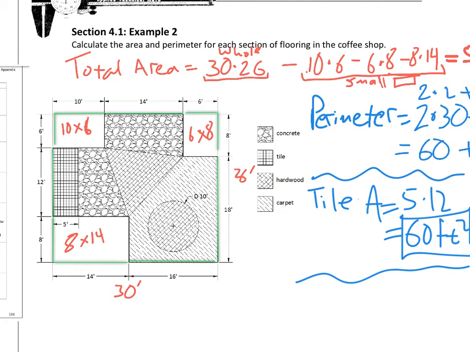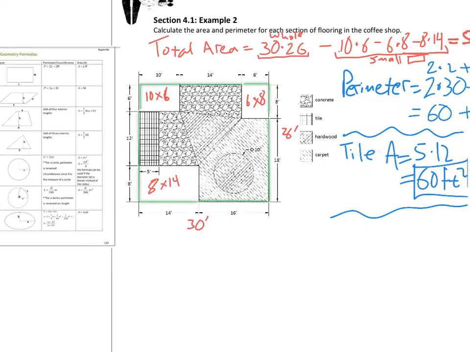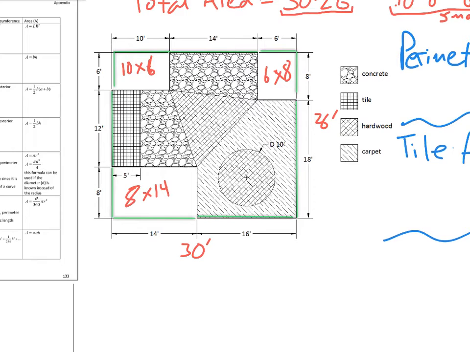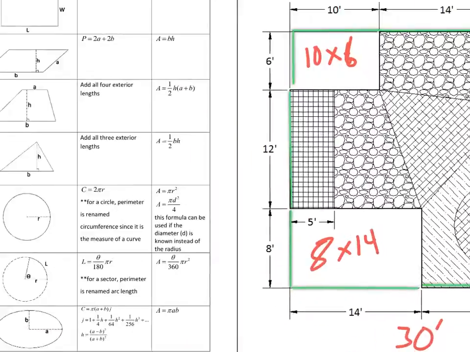Well, let's go for some concrete. Concrete is the hatch or the texture that looks like this. So they've got these two shapes. Now, these are trapezoids. So for concrete, we've got trapezoids. How do we find the area of a trapezoid? Let's go to our formula sheet here.